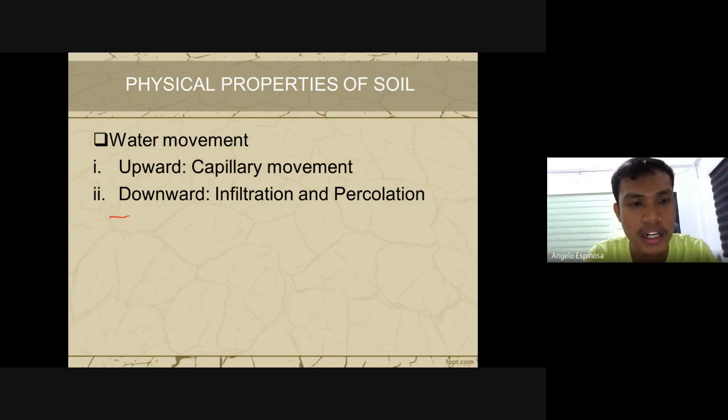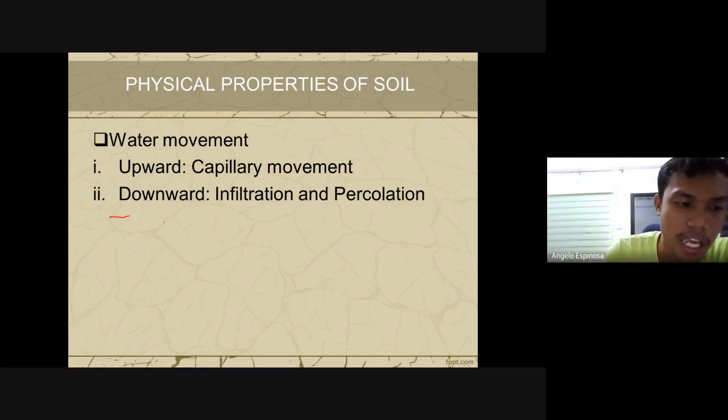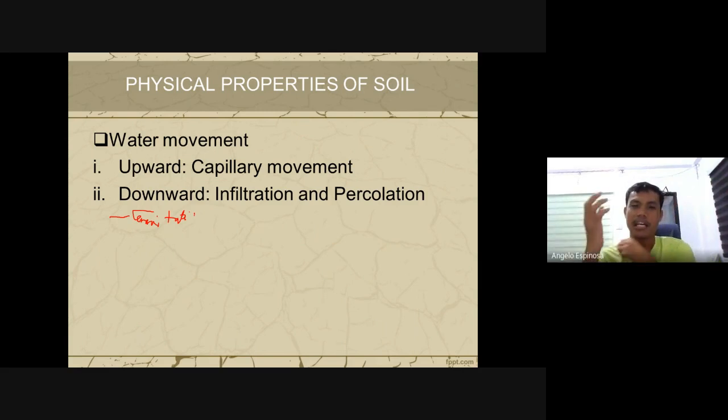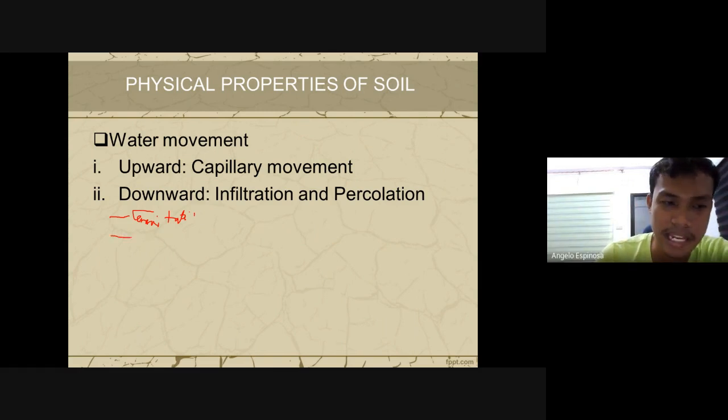Downward infiltration and percolation are governed by gravitational forces. We're talking about the force, porosity, which means the gravitational forces. Kasi nga, hindi yun bababa. Hindi po magkakaroon ng infiltration at percolation kung walang gravitational forces, kasi yun ang nagpapahila pababa.